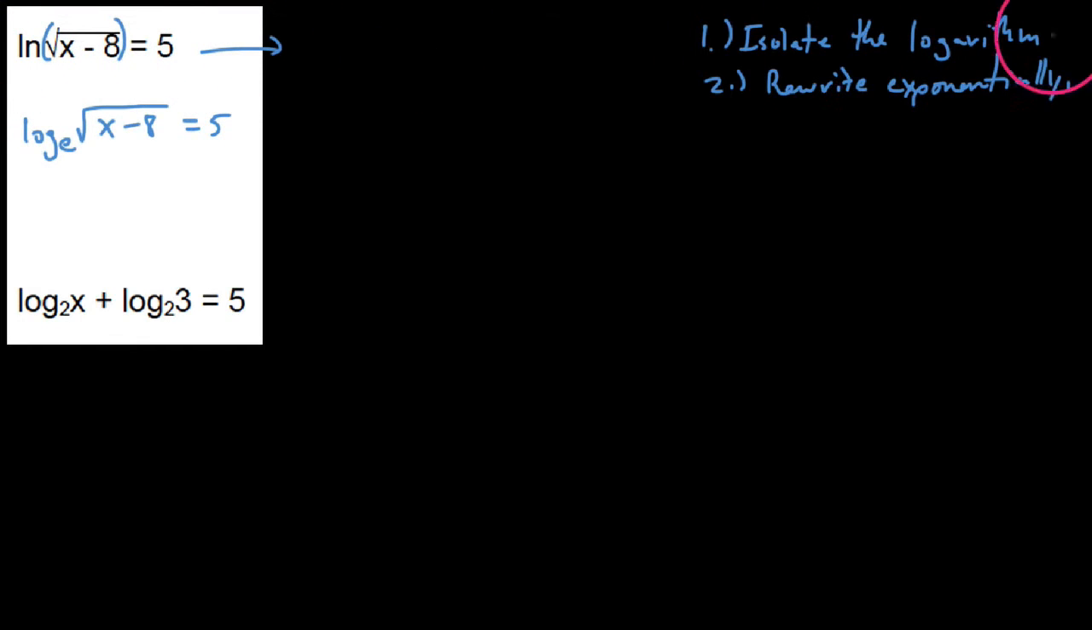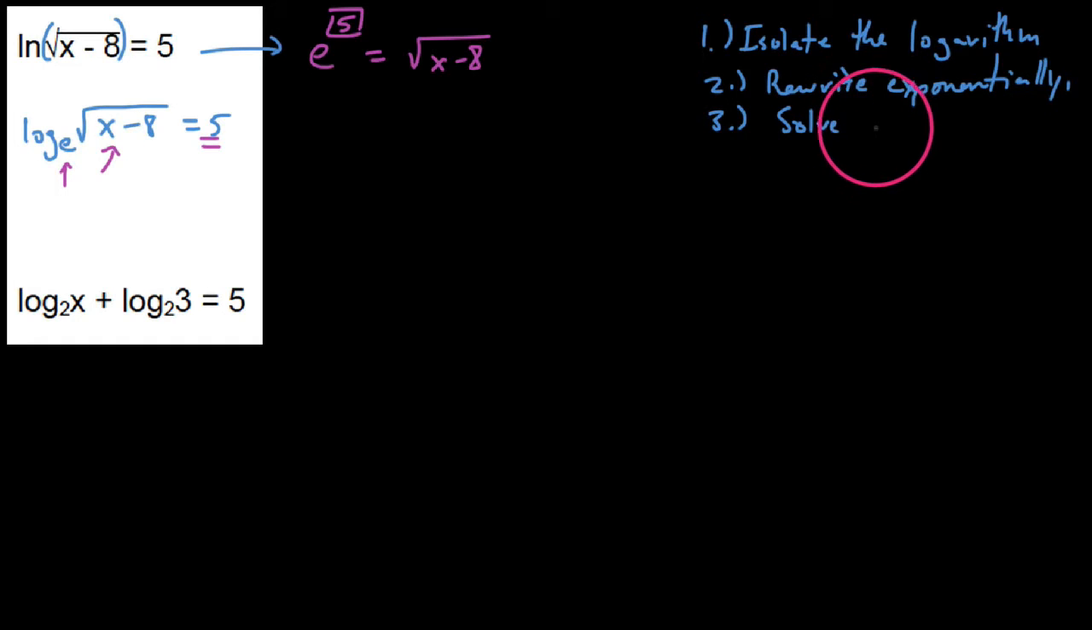So since we've accomplished step 1 here, we're going to rewrite this exponentially. To rewrite this exponentially, remember, we need to start by identifying the base. We'd say the base here is e. We say e to the power of something turned into this square root of x minus 8. And we say, what power did we raise it to? It must be this 5 right here. So e to the 5th equals this. And you can see, I hope, instantly how we can now solve. I guess we could write that in. Solve for x, or solve for the unknown.